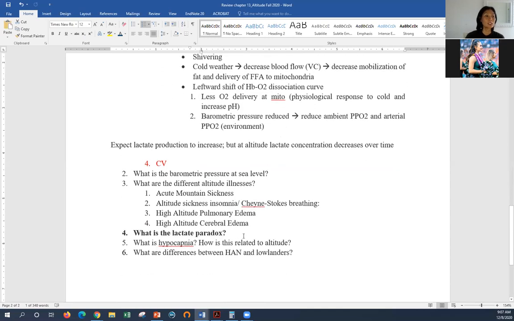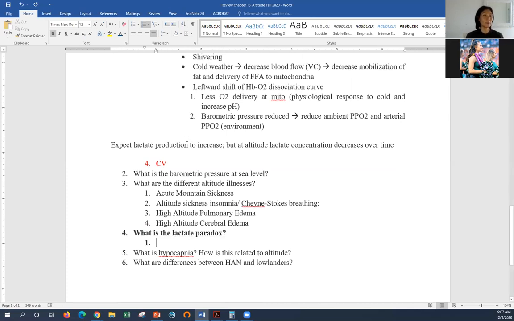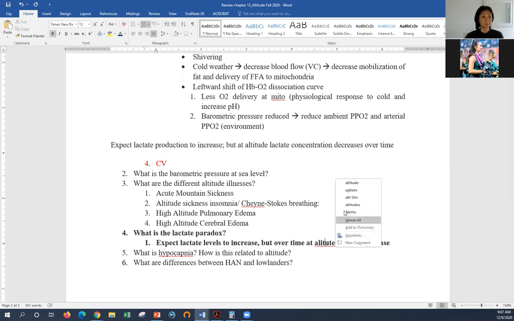And this gets into the lactate paradox, where last time I mentioned that because we shift our reliance onto glycolysis, we would expect our lactate levels to go up. But over time at altitude, our lactate levels actually decrease. And there's no explanation for this, which is why it's called a paradox.